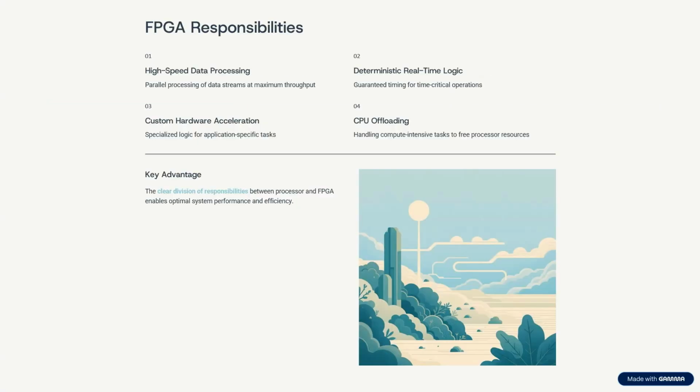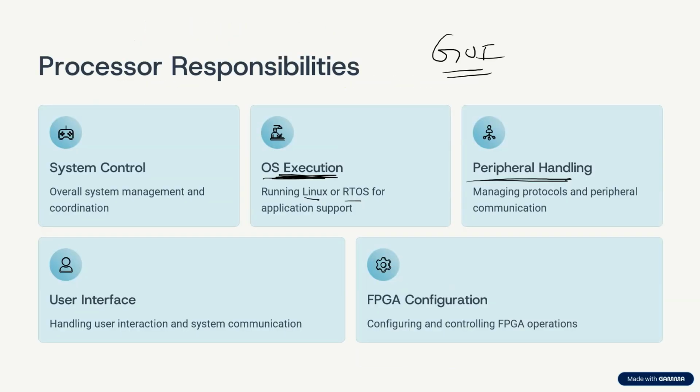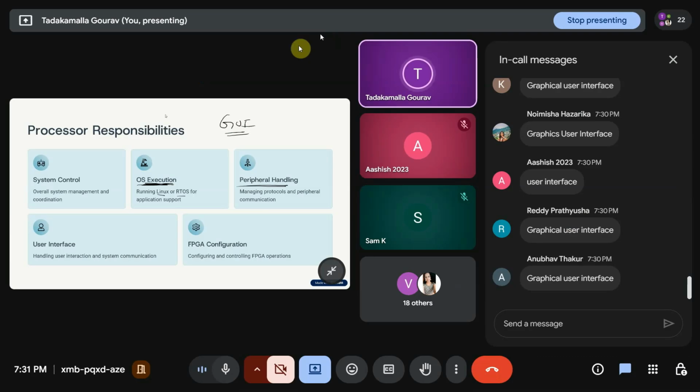Now coming to FPGA responsibilities. I am going to use it for high speed data processing, custom hardware acceleration, CPU offloading, or deterministic real time logic. So in these cases, I am going to use my FPGAs. So these are the roles of my FPGAs and the processor. Is it clear for everyone? Any doubts or any queries in this?